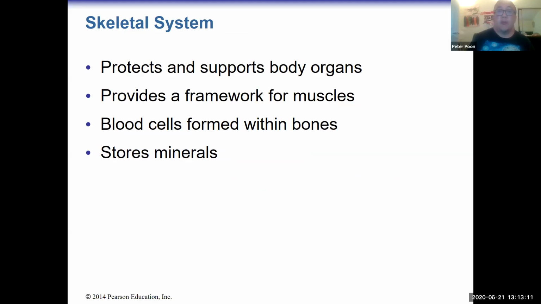The skeletal system protects and supports body organs. It provides a framework for muscles. Our skeleton protects our vital organs. You see my head here, right? My head obviously has a lot of bone. That bone is supporting the structure inside, the brain. I have bones here in my ribs, and they're protecting my heart and my lungs to the side here.